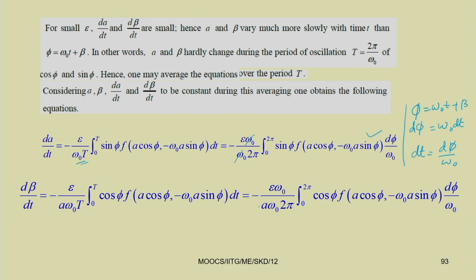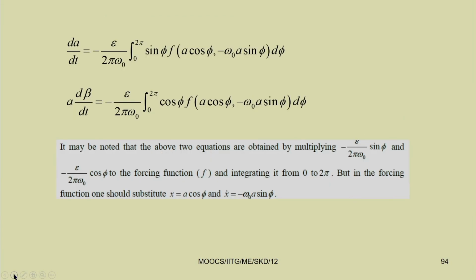So, this is equal to minus epsilon omega 0 a, omega 0 over 2 pi, integral 0 to 2 pi of cos phi f(a cos phi, minus omega 0 a sin phi) d phi by omega 0. This way, averaging over a period, this dA by dt can be written.